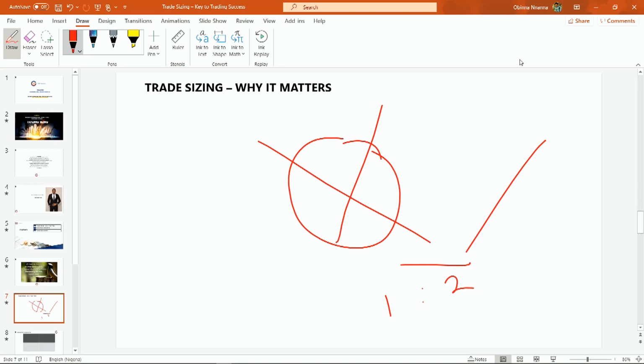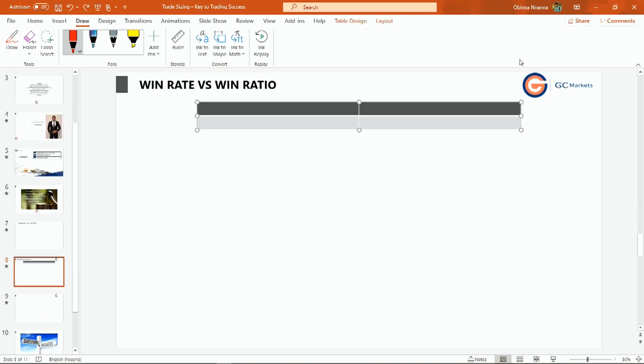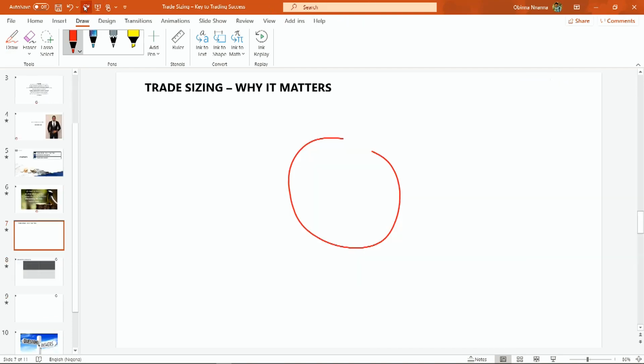Now, let's say you take 10 trades, and out of those 10 trades, you have an 80% win ratio where you win 8 trades. That's a good number. But if you don't size your position well, if you risk too much of your capital per trade, you soon blow out, you run out of steam. Because an 80% win ratio is really high, and it's not really common to have an 80% winning strategy.